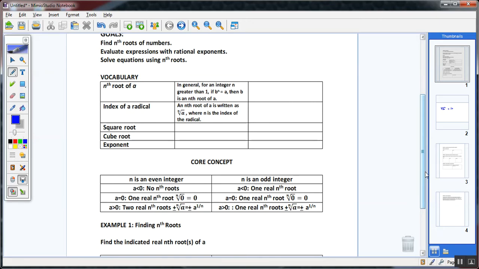The first vocab term we're going to talk about is the phrase nth root of a. It says, in general, for an integer n greater than what, kids? 1. So we're talking about integers, whole numbers in other words, bigger than 1. It says if b to the n equals a, then we say b is an nth root of a. So for example, how about 6 to the third equals 216. If I say that, 6 to the third equals 216.